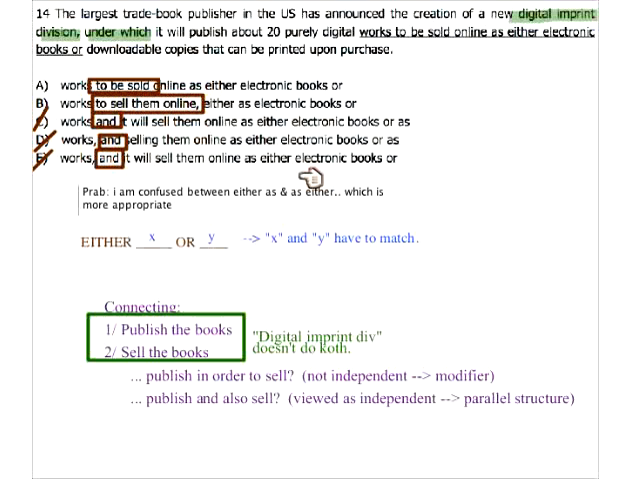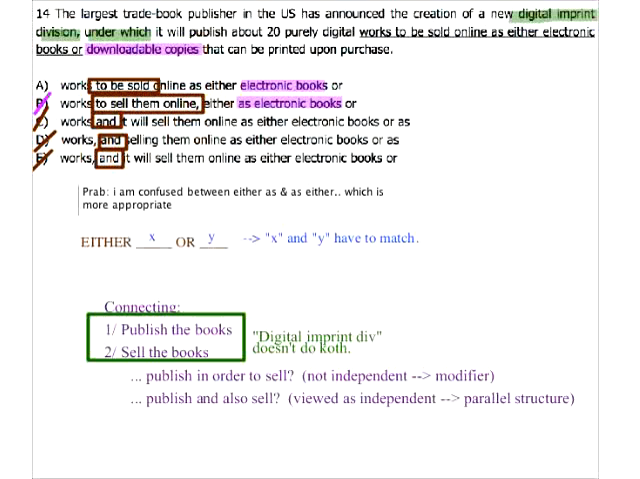It's just either X or Y again, and you're just playing a matching game. So let's see what happens with the matching game here. Well, in A, this is just electronic books, and that's downloadable copies, so A is parallel. In B, this is as electronic books, and this is just downloadable copies, so B is not parallel.